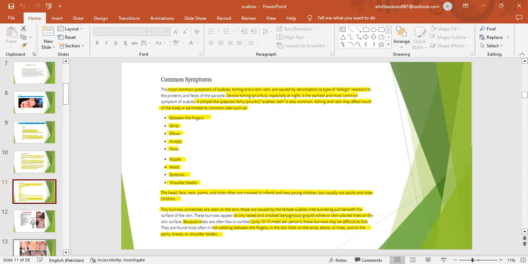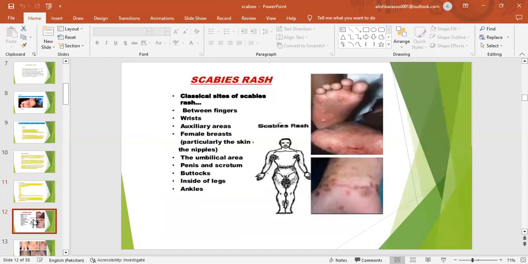These are caused by the female scabies mite tunneling just beneath the surface of the skin. These burrows appear as tiny raised and crooked grayish-white or skin-colored lines on the skin surface. Because mites are only few in number, only 10 to 15 mites per person, these burrows may be difficult to find. Look at the webbing between the fingers and the skin folds on the wrists, elbow or knee, or on the penis, breast or shoulder blades. Scabies rash.